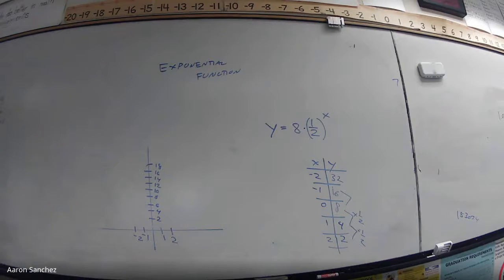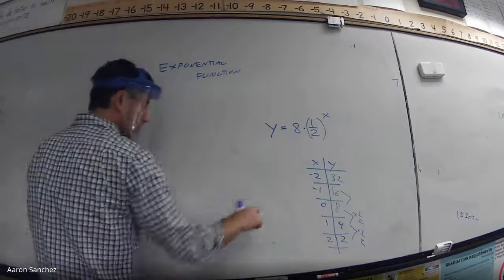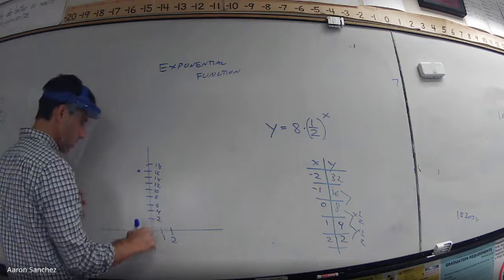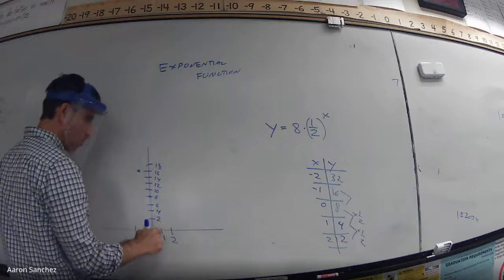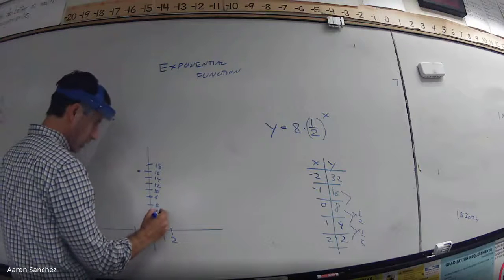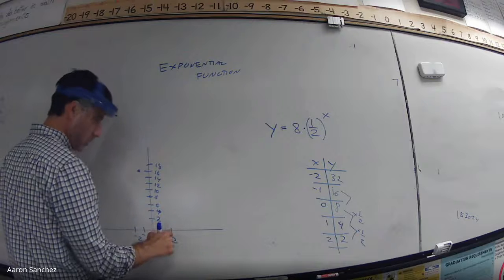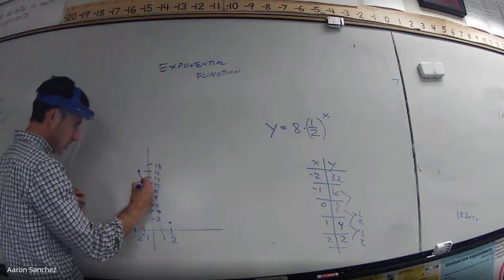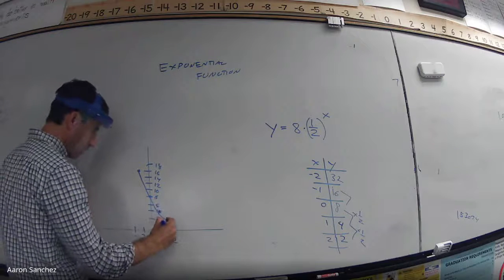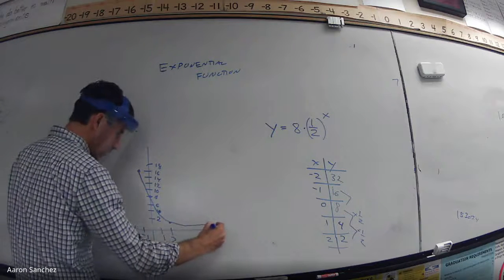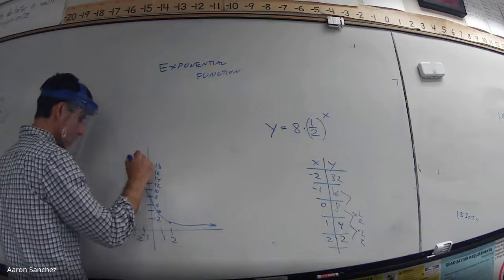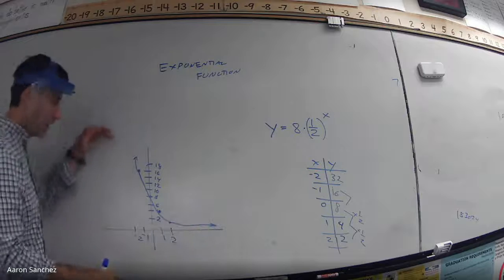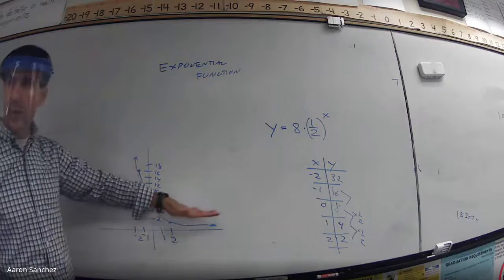Okay, so here's what it's going to look like. -2 is 32. I don't have that. -1 is 16. 0 is 8. 1 is 4. 2 is 2. And so, I mean, we could keep going, but I know it's going to go like this. It's going down. Exponential decay. It's decreasing, going down.